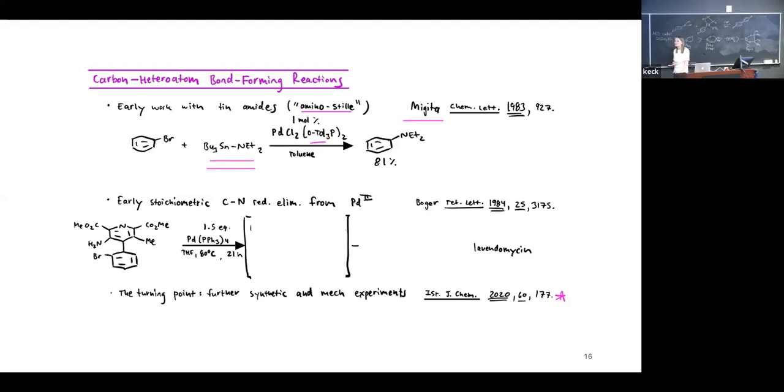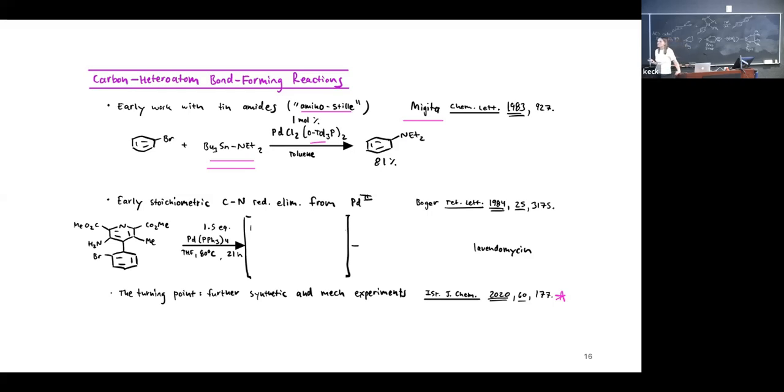kind of went underappreciated at the time, maybe because of all the cross-couplings, like the carbon-carbon cross-couplings that were at the time. But it was then picked up later, and then you kind of know the story from the Buchwald-Hartwig amination work. So we'll see the evolution of that. But there were hints about this otherwise unprecedented reductive elimination of a carbon-nitrogen bond already back in '83.